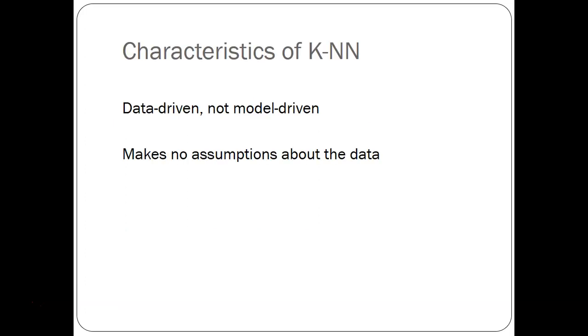So, characteristics of kNN. It is data-driven, not model-driven. What does that mean? In the past couple weeks, we have created models, one for linear regression and the other for multiple variable linear regression. Those are models that we had to actually submit to the R function and have the R function return back an intercept and coefficients that we could then build a model with. Well, we don't have to do that with kNN.